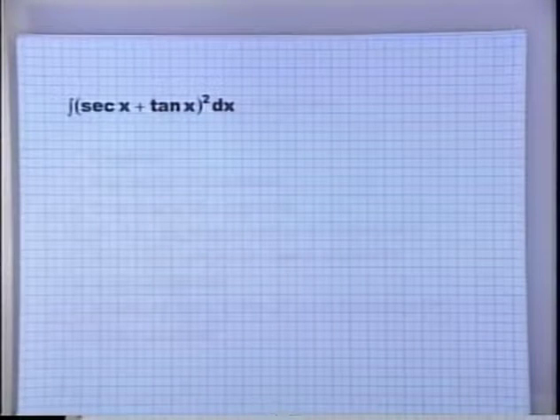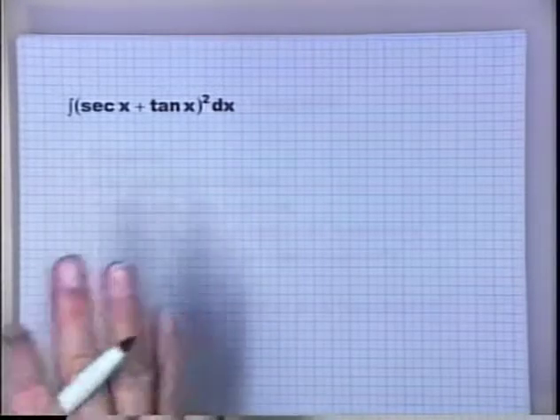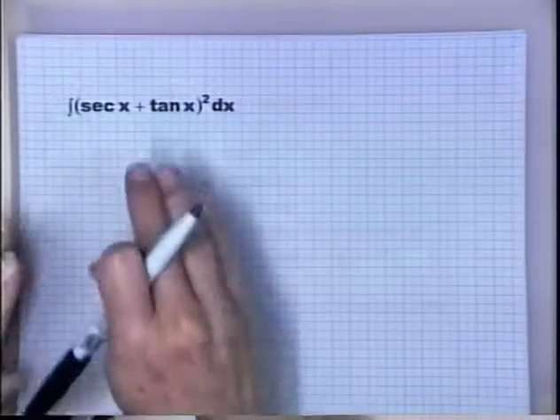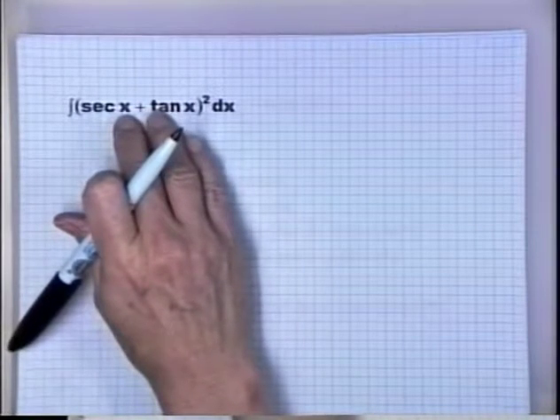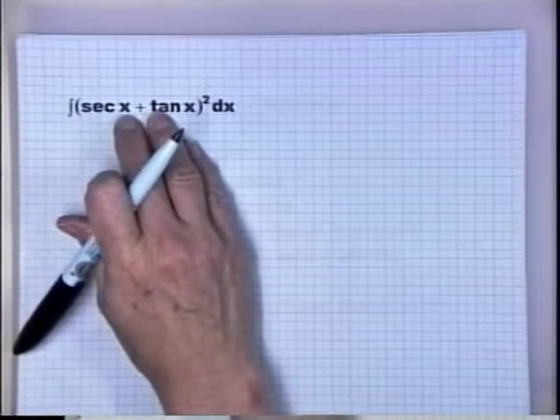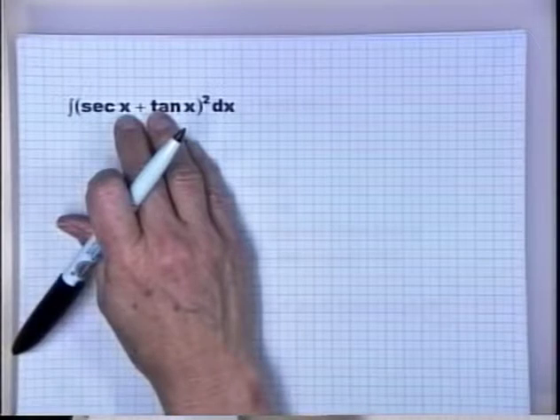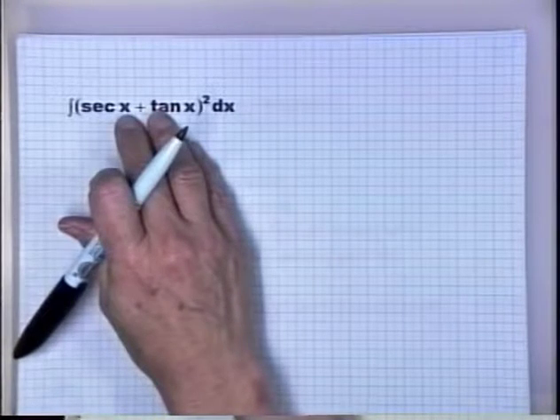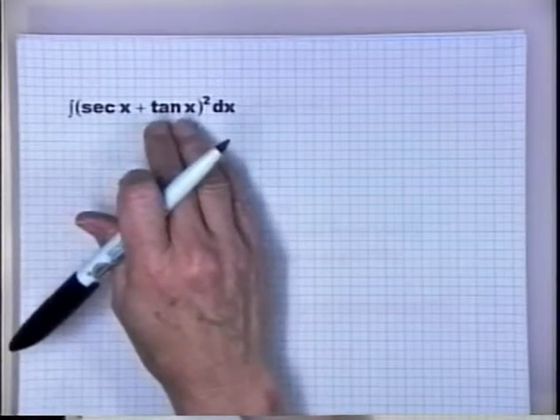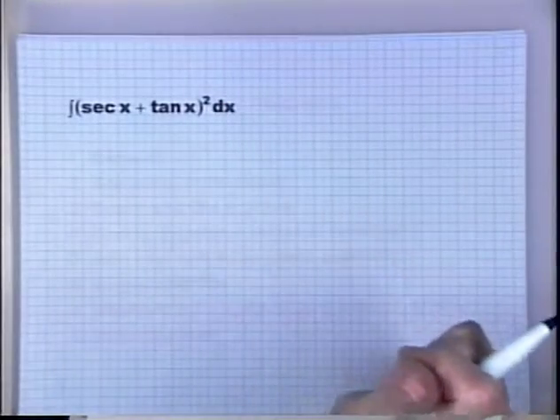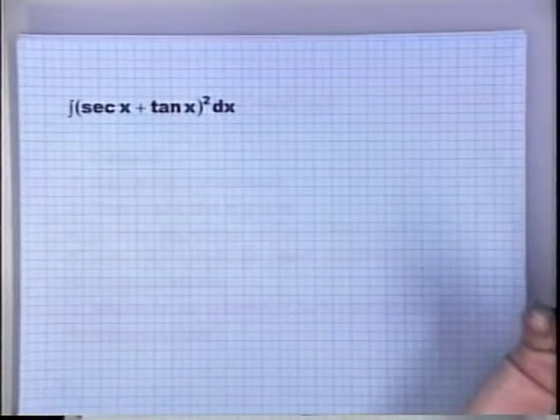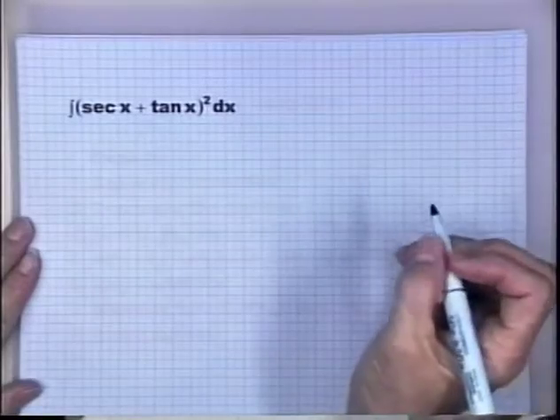Find the antiderivative of secant x plus tangent x, quantity squared, dx. Now on this one, because this is a quantity squared, sometimes I think, okay, if I have a quantity squared, can I let u be what's inside? But obviously, if I let u be secant x plus tangent x, the derivative would be secant times tangent plus secant squared, which I don't have. So this is not a basic u to the n du thing, which I would always look for first.